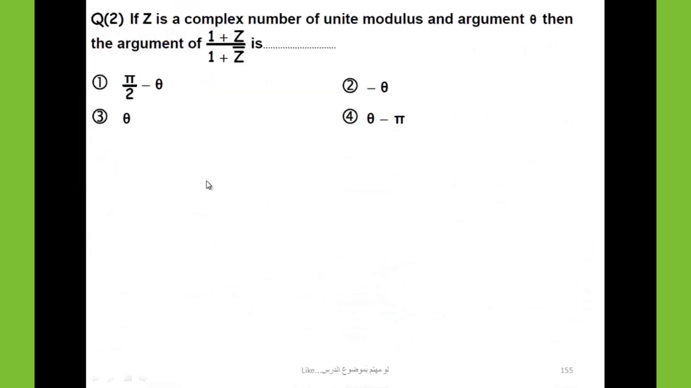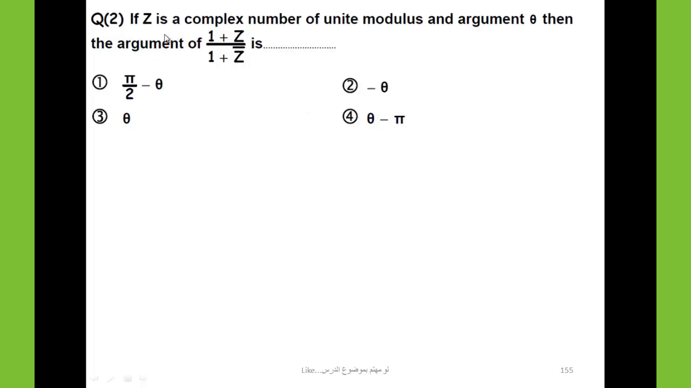Question number 2. If z is a complex number of unit modulus, the length of its modulus equals unity, equal 1, and its argument equals theta, then the argument of 1 plus z over 1 plus z bar, where z bar is the conjugate of z, is one of these choices.